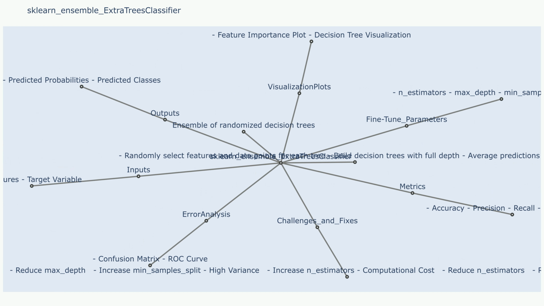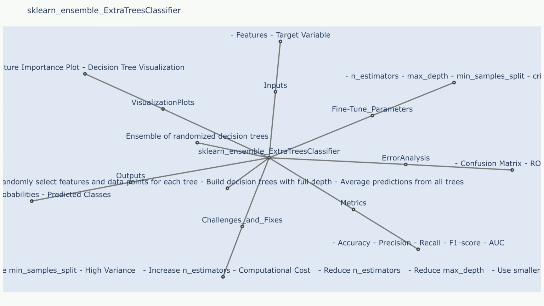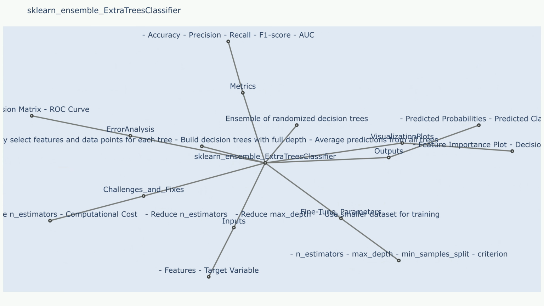Metrics: accuracy, the proportion of correctly classified data points. Precision, the proportion of correctly predicted positive cases out of all predicted positive cases. Recall, the proportion of correctly predicted positive cases out of all actual positive cases. F1 score, the harmonic mean of precision and recall. Visualization plots: decision tree plots visualize the structure of each individual decision tree. Feature importance plots show the importance of each feature in the classification process.